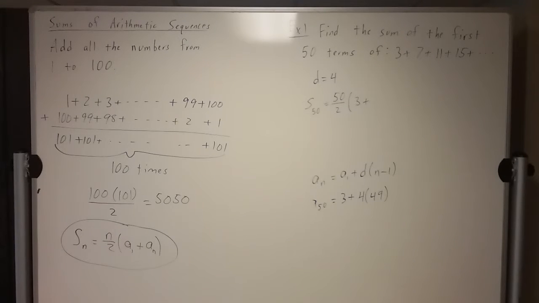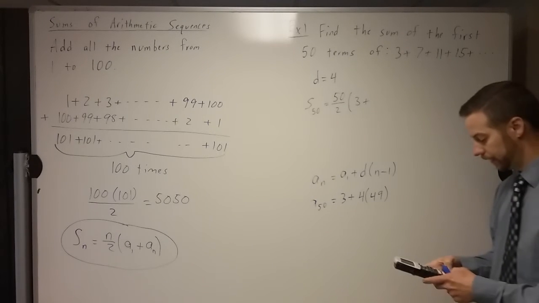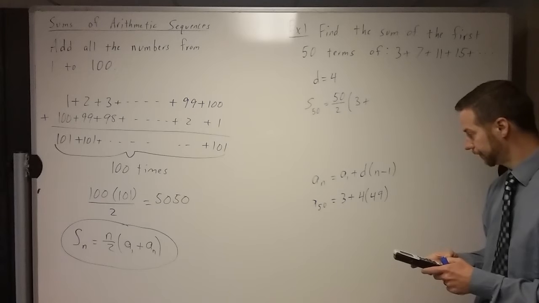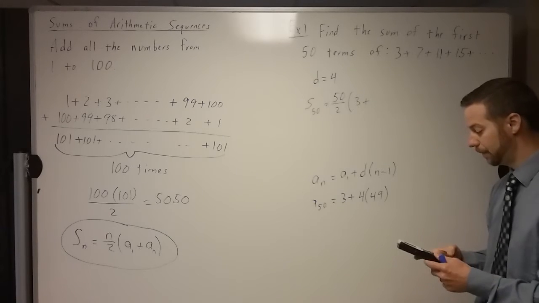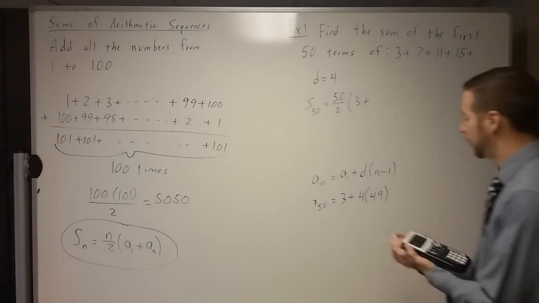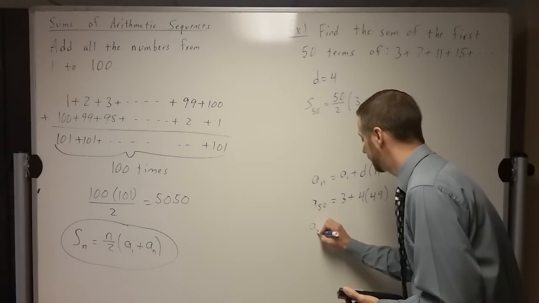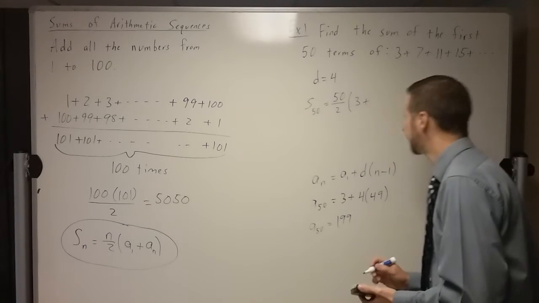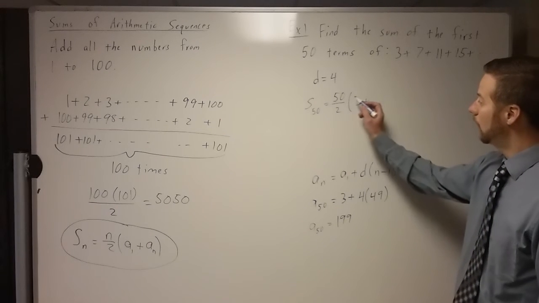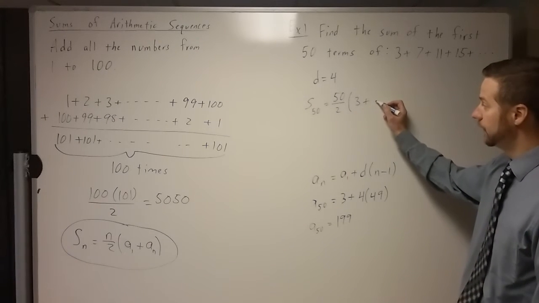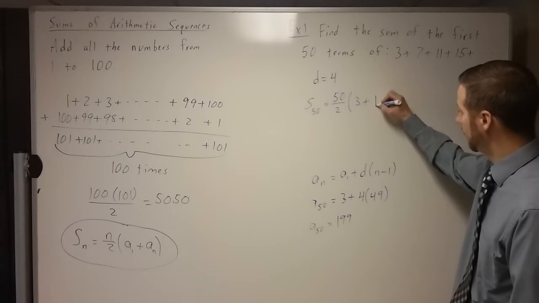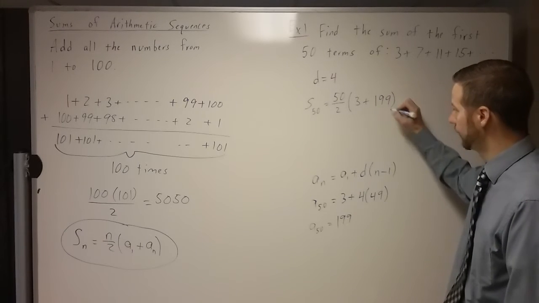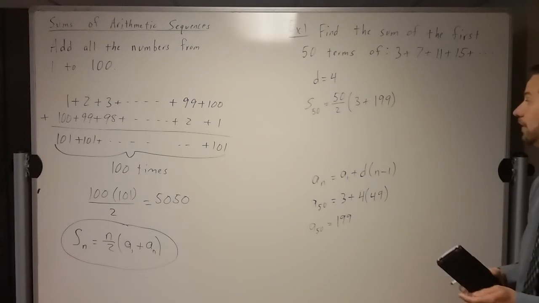So let's figure out what that 50th term is here. We've got 4 times 49, and then another 3 on top of that. And so when we do that, the 50th term of this is 199. So we want a sub 1 plus a sub 50, the last term that we're adding together, which we just found is 199. Now we've got everything that we need.